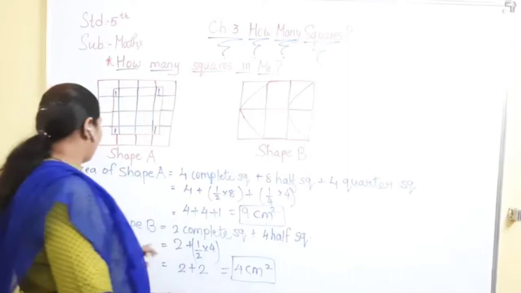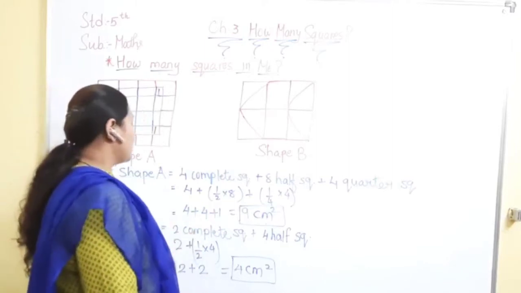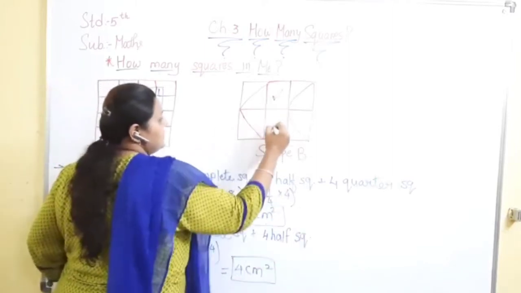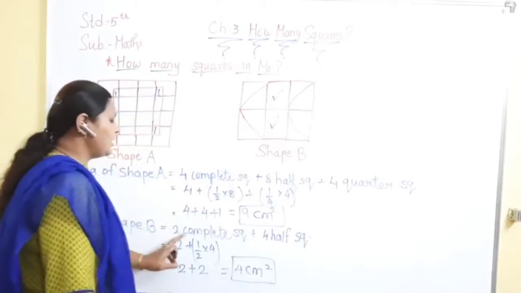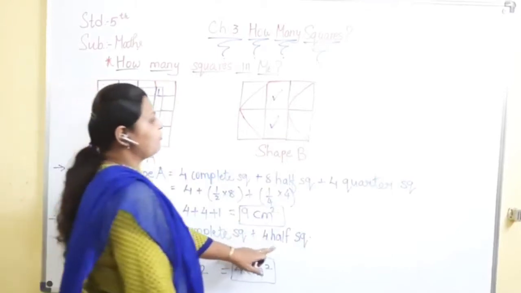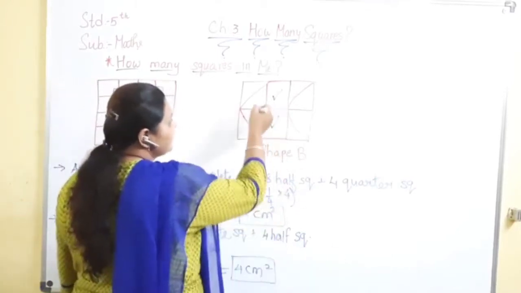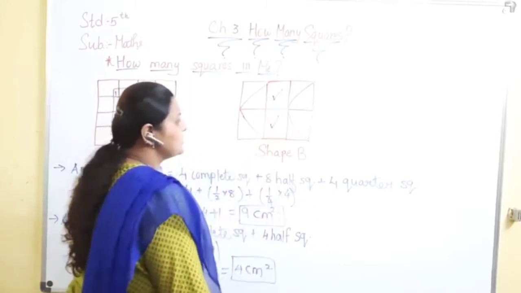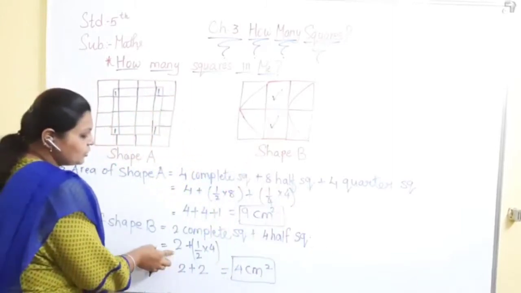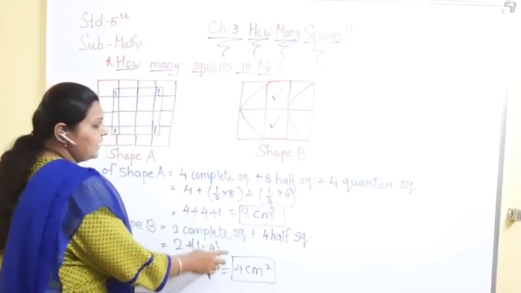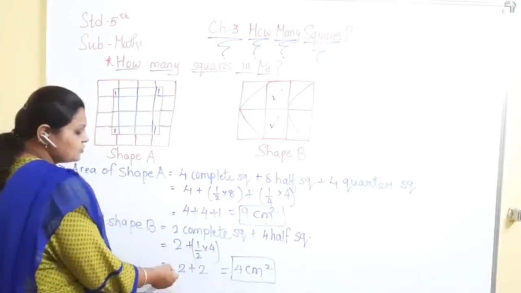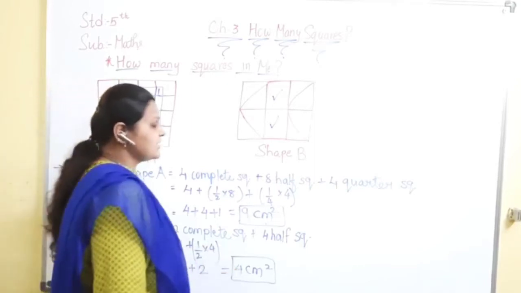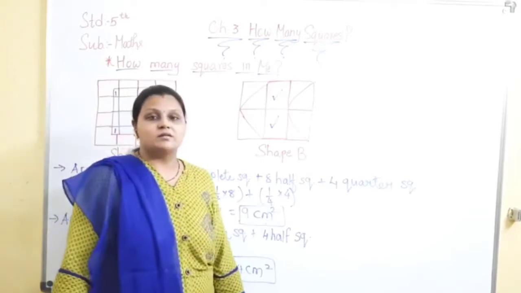Okay. Now area of shape B. In that 2 complete squares are there. So we will write 2 complete squares plus 4 half squares. Here we can see the half squares. Okay. So 2 plus half multiply 4. That is 2 plus 2, 4 centimeter square.